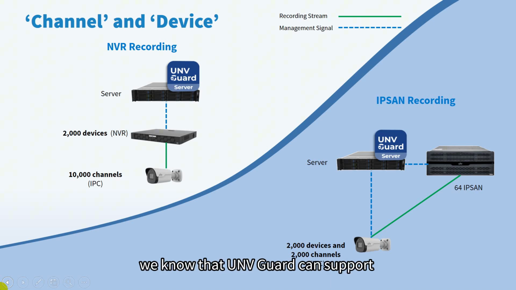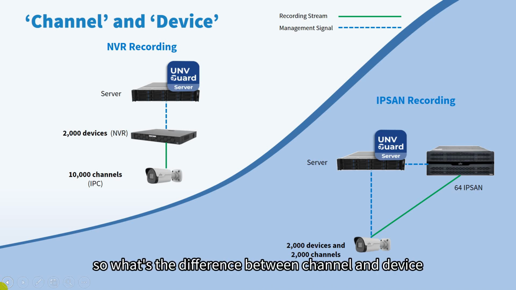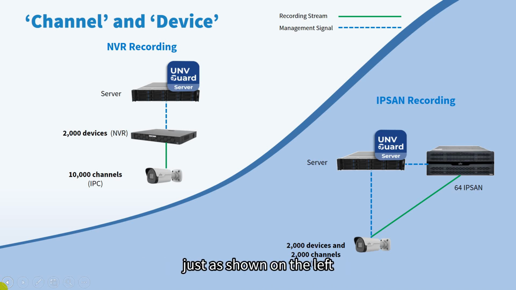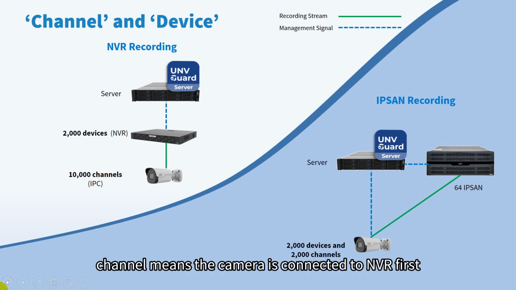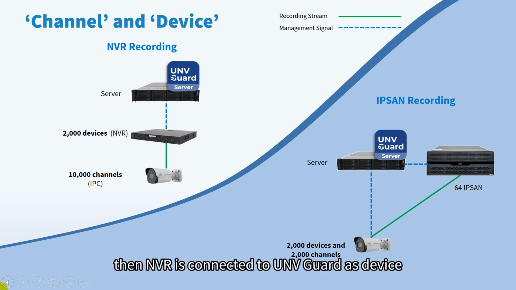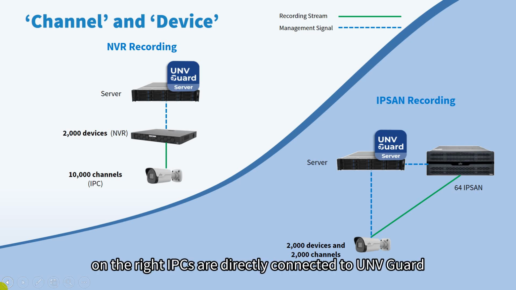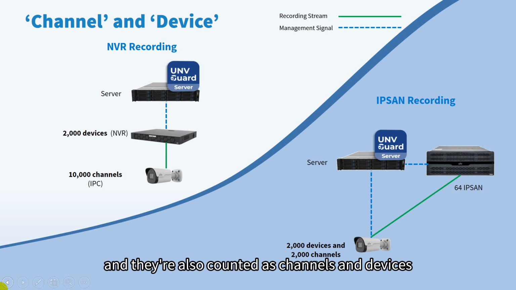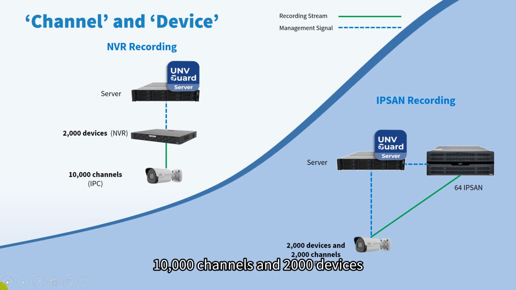We know that UNV Guard can support 10,000 channels and 2,000 devices. So what's the difference between channel and device? Just as shown on the left, channel means the camera is connected to NVR first, then NVR is connected to UNV Guard as device. And we do recording on NVR in this case. On the right, IPCs are directly connected to UNV Guard, and they're also counted as channels and devices, which limited to the number of both 10,000 channels and 2,000 devices. Under this connection mode, we need an IPSIN for storage, and UNV Guard can support up to 64 IPSIN.